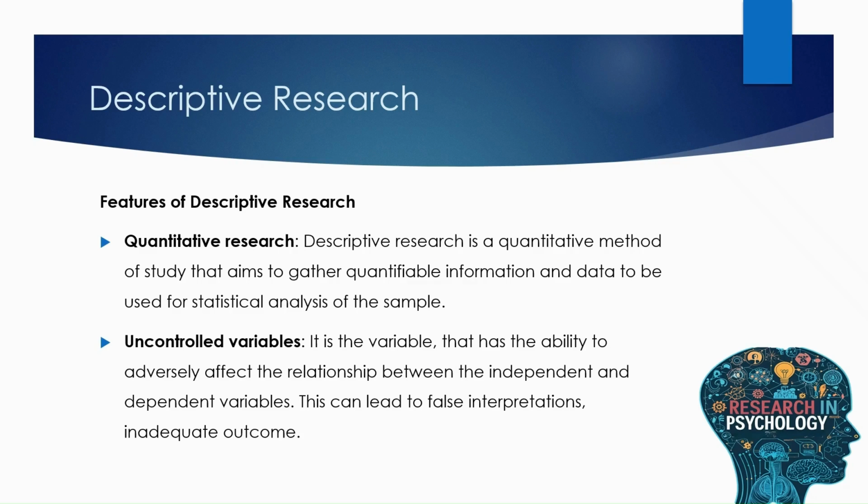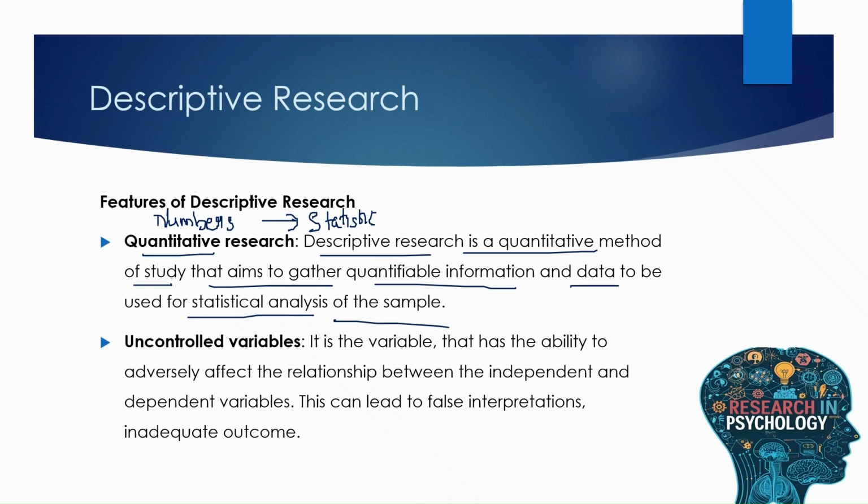Now let's look at features of descriptive research, okay, features or the characteristics. And the first one we have is that it's a quantitative research. Now, what is quantitative? It means it has to do with numbers. When there are numbers involved, you can do statistical analysis also. So, descriptive research is a quantitative method of study that aims to gather quantifiable information and data to be used for statistical analysis of the sample. That's why we call it a quantitative research.